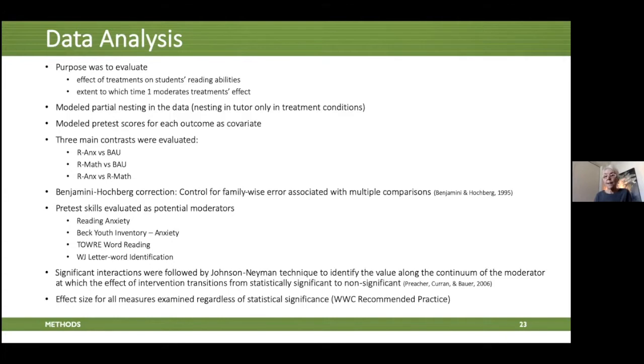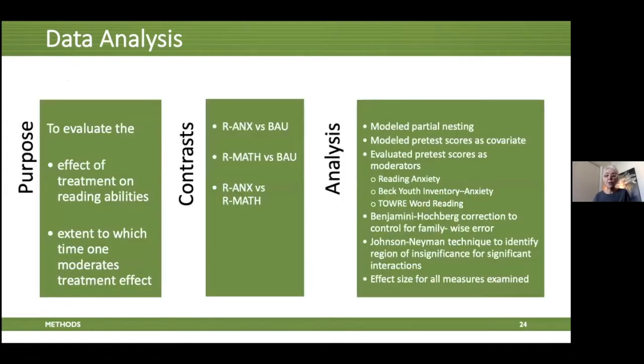The 3 main contrasts were evaluated. So reading and anxiety versus BAU, reading and math, and reading anxiety versus reading and math. We are reporting on the reading anxiety versus BAU and the reading math versus BAU. The data analysis, the purpose was to evaluate the effect of the treatment and the extent to which time 1 moderated the treatment effects.